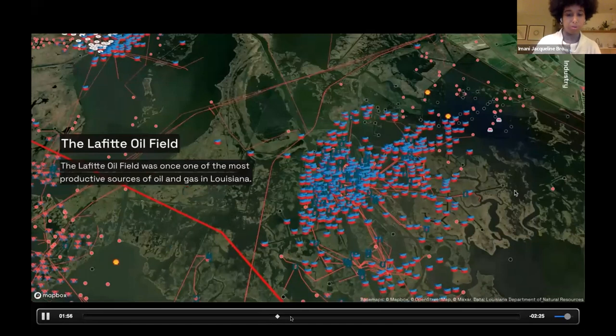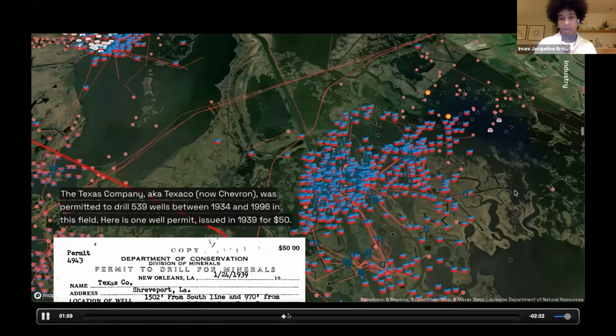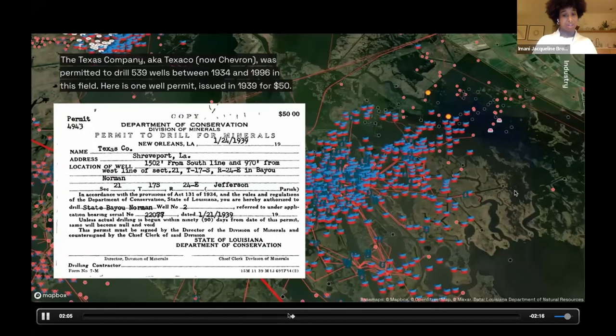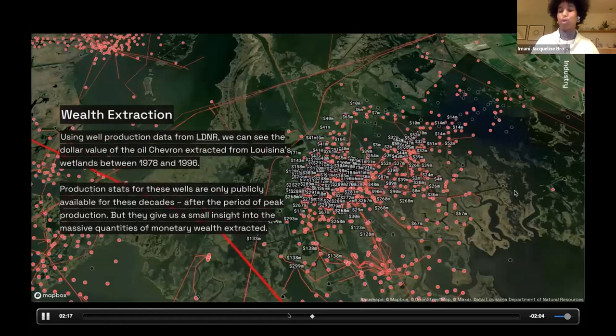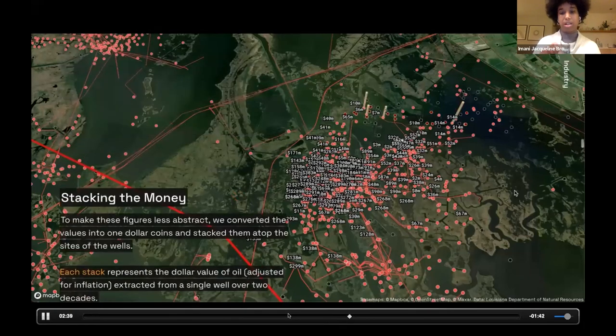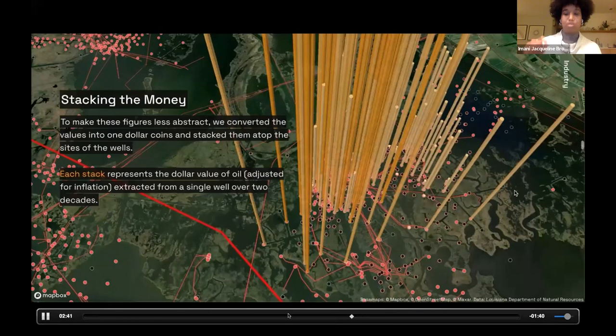And we continue through this platform up to the Lafitte oil field, where users can see an example of a well permit, which was issued by the state to Texaco, formerly the Texas Company, now actually Chevron, for a mere $50. And we can actually start to see the dollar value of oil extracted from each well over a sample of just 20 years. So I was able to access a sample of 250 wells that had production data over a 20-year period. And I was able to calculate, adjusting the amount to inflation, the dollar value of oil extracted from each well over time.